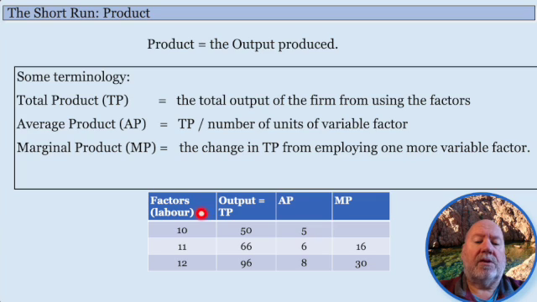So simple table here. You've got your factors, you've got labour, 10, 11, 12, so I add some more labour to my firm. What happens to my output? Total product goes up and up. Average is the output divided by the number of factors, so 50 divided by 10, 66 divided by 11, and there's the average product. And the marginal product is the change here in your total product, the change divided by the change in the number of factors. So one more in this case gives me 30 more. So that's the marginal product.